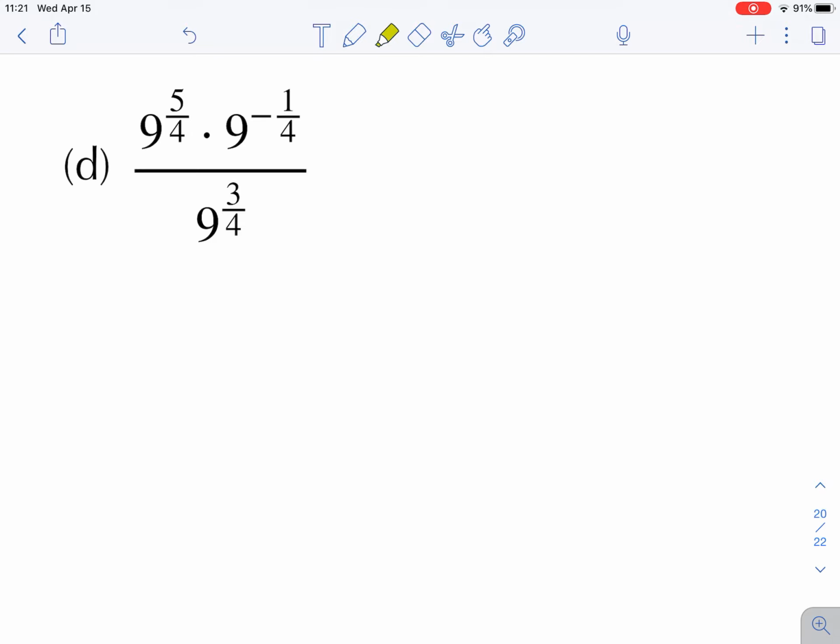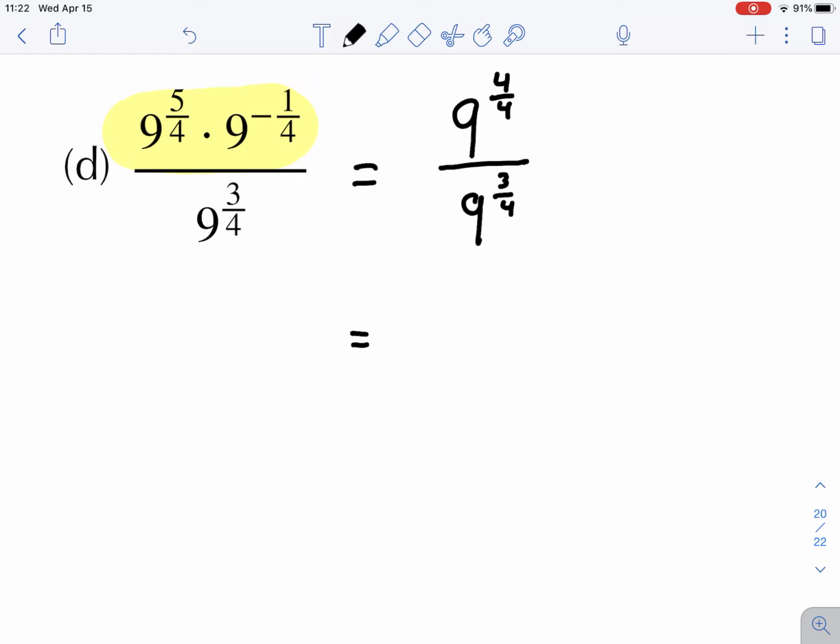Letter D. We have another fractional one. This time our base is 9. And we want to simplify the numerator first because there's some multiplication going on in the numerator. So to simplify the numerator, here's what we do. It's a power times a power. So we're going to add the exponents. So 5/4 plus negative 1/4 gives us 9 to the power of 4 over 4. We're dividing that by 9 to the power of 3 over 4. Right, we can just add fractions like we normally add fractions.